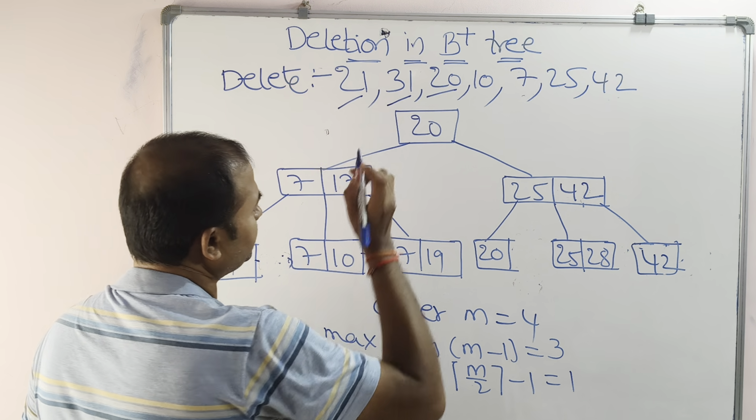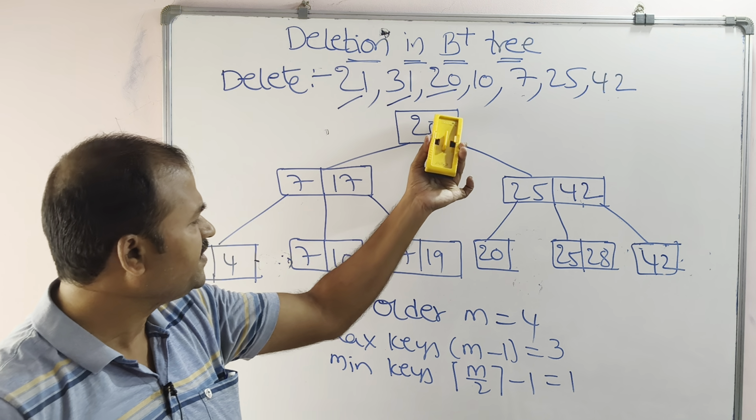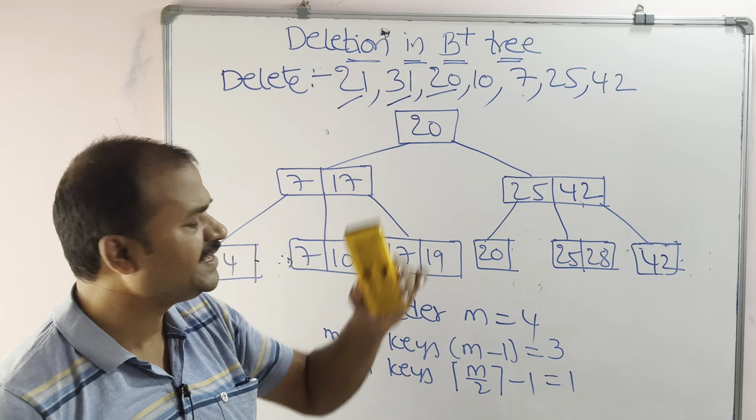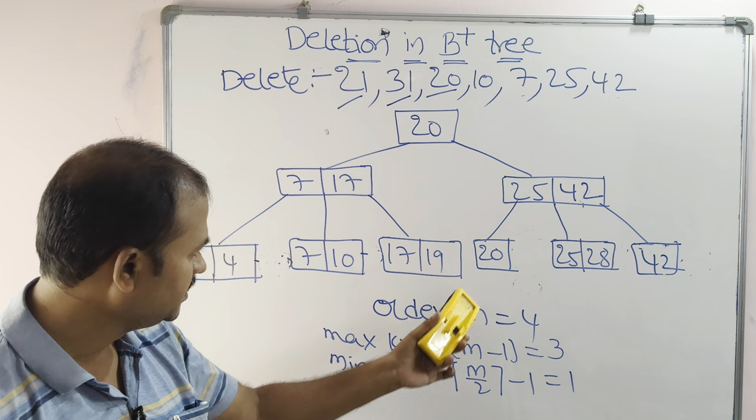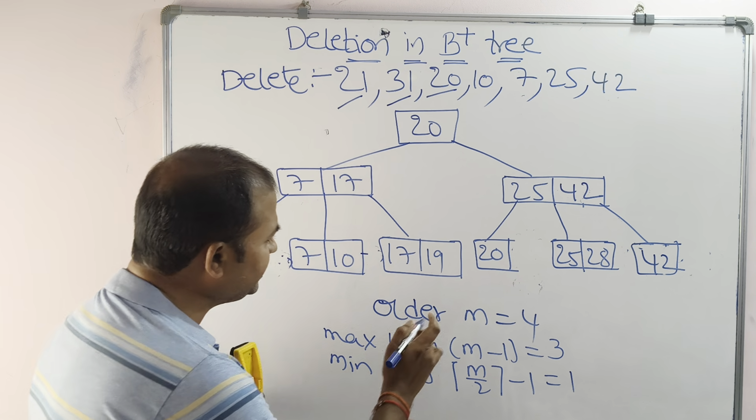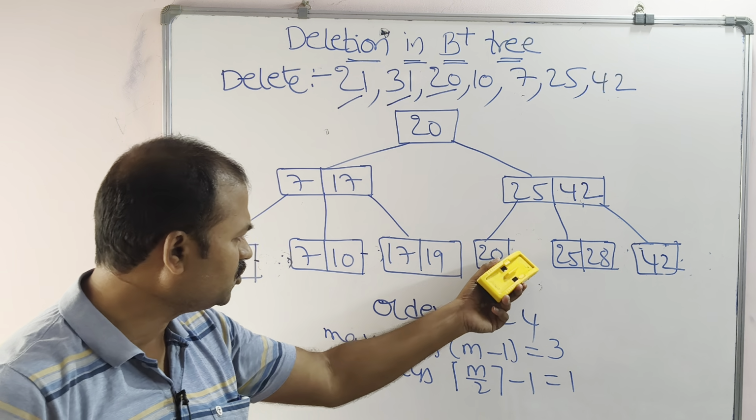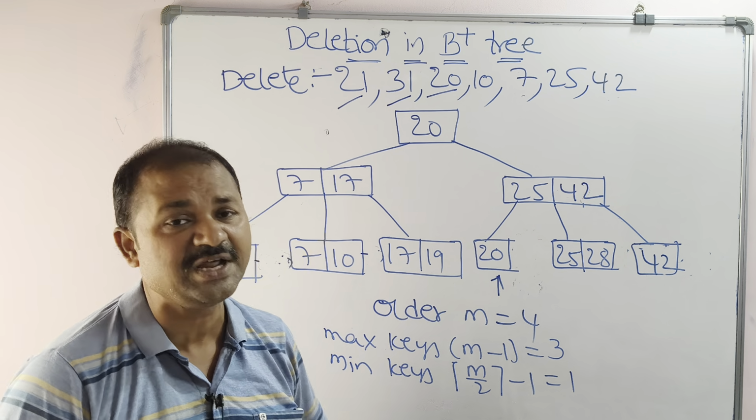Next, let us delete 20. Find the location of 20. Here we have 20, but this 20 is in an internal node, the index node. This 20 is in the leaf node. So first delete this 20. Let us count the number of keys in this node. This node contains only 1 key.